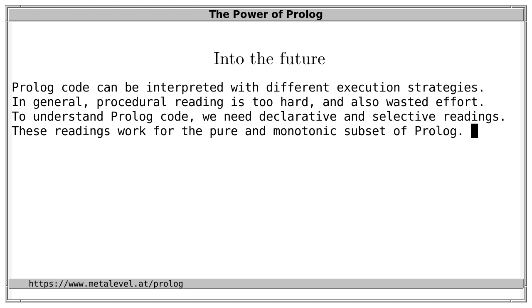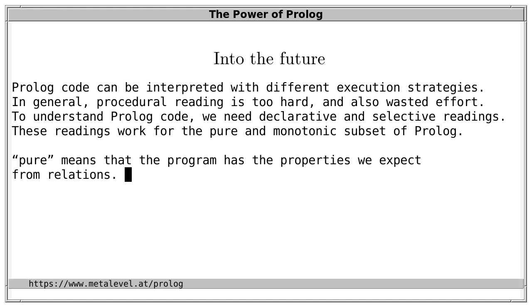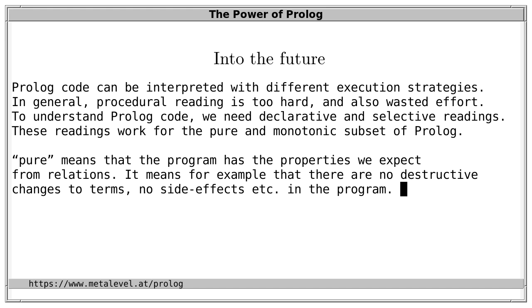And these methods are quite generally applicable. In particular, they work for the pure and monotonic subset of Prolog, which is a very important and Turing-complete subset of Prolog. And we'll discuss this subset in more detail on another occasion. For now, I only state that pure means, informally, that the program has the properties we expect from relations. So, for instance, a pure program doesn't perform destructive changes and doesn't have side effects.